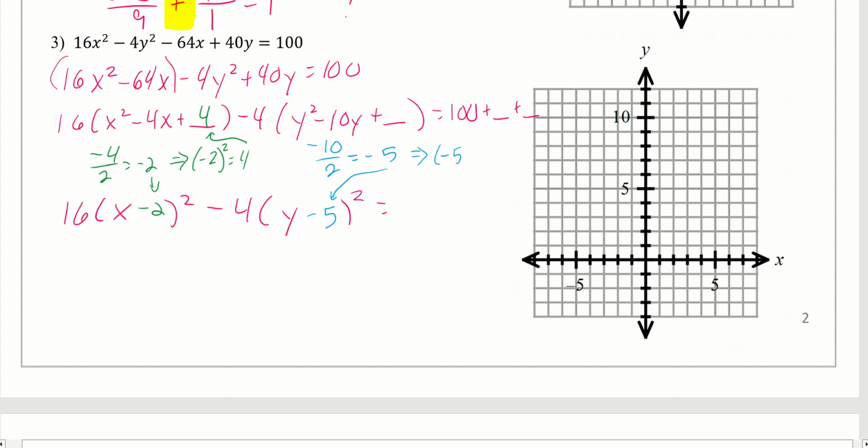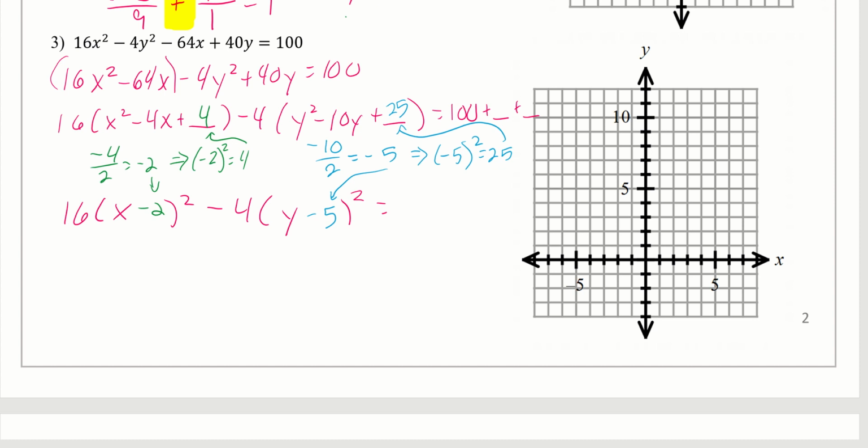Oh, what happened? Sorry, I think my computer froze. Oh, there we go, we're back. Sorry about that, my screen went away. And so we square that, which is 25, and that goes right there.